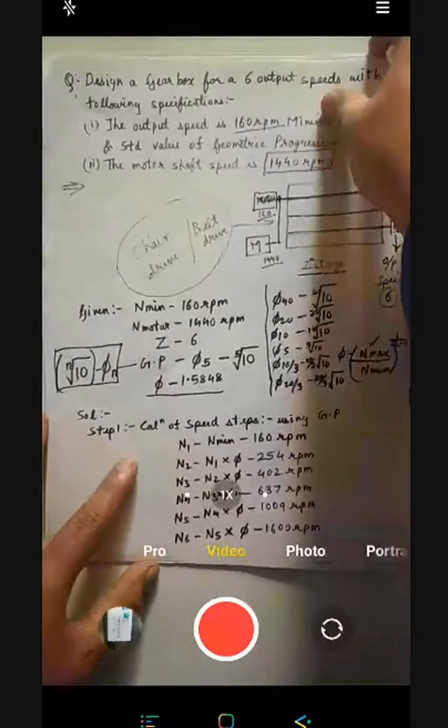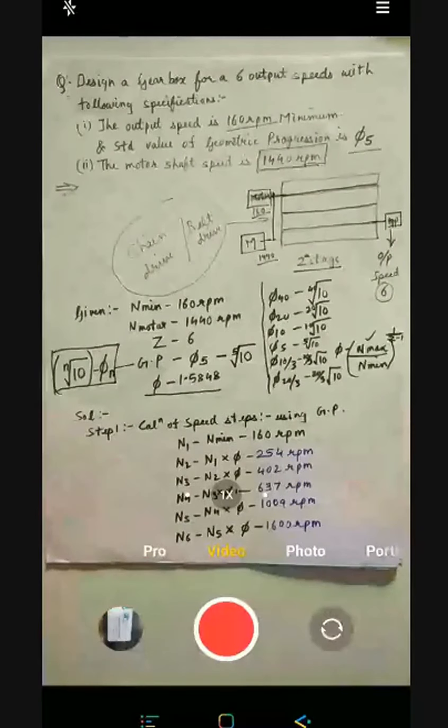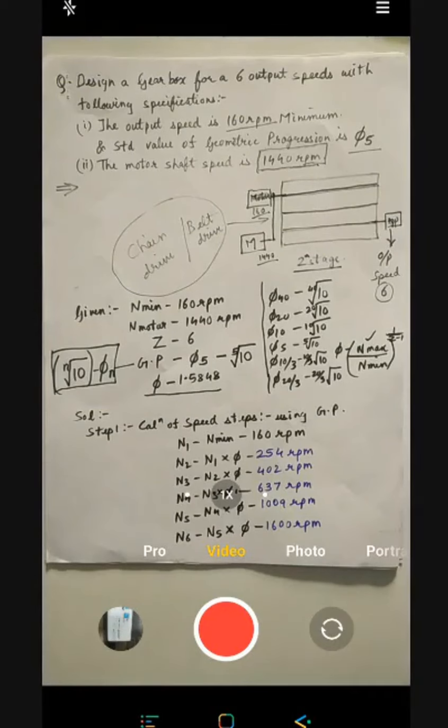See, this was the question given to us. Design a gearbox for a 6 output speed with the following specification. The minimum output speed is 160 rpm, and the standard value of geometric progression was given to you. That means you have to find all the six speed steps using geometric progression, and the motor speed given to us was 1440 rpm.